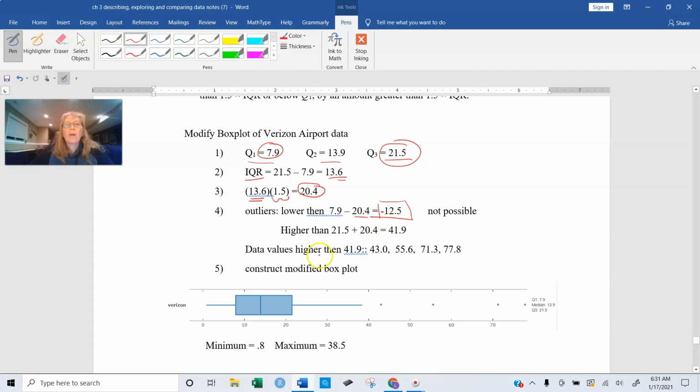Okay, now let's check higher. We're going to take the 21.5, so this is Q3, and add the 20.4, and we get 41.9. If anything is above 41.9, then it is an outlier. So when we look at this, we've got 43, 55.6, 71.3, and 77.8 all above our limit. So these are our outliers.